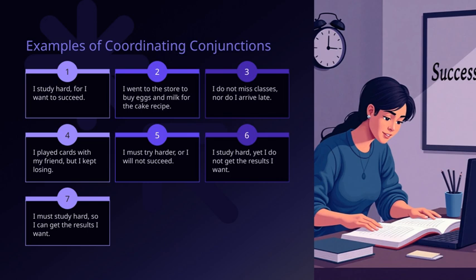Finally, the sentence, "I went to the store to buy eggs and milk for the cake recipe," shows how "and" connects two items in a list. These conjunctions are essential because they help us combine ideas smoothly and clearly. Understanding how to use them effectively will improve both our writing and speaking, especially when expressing reasons, choices, or lists. They help create a flow that makes our communication more coherent and engaging.